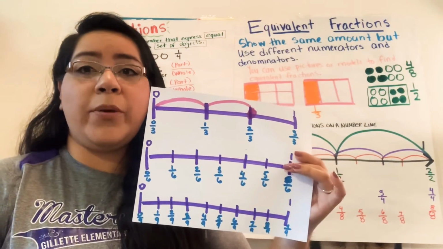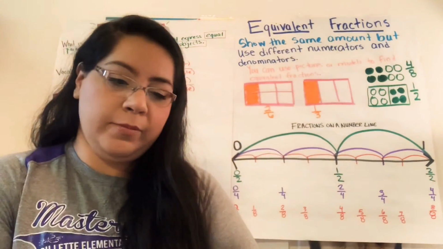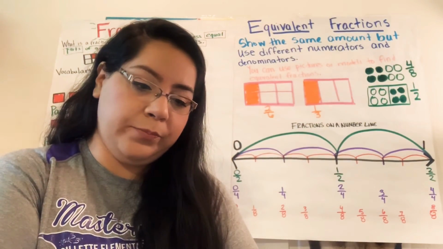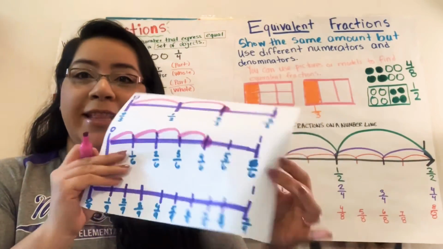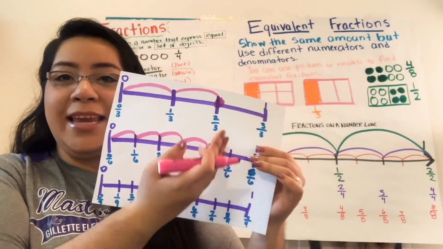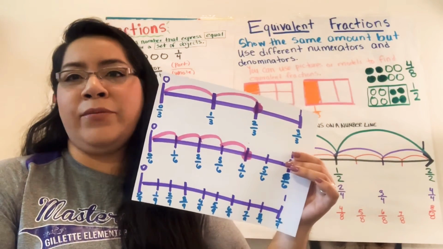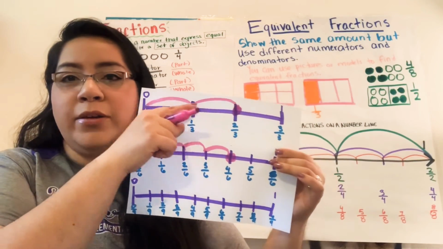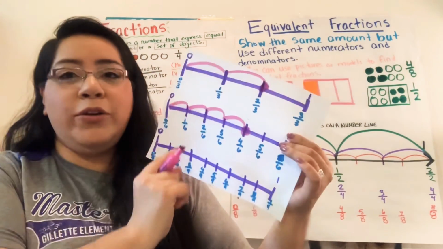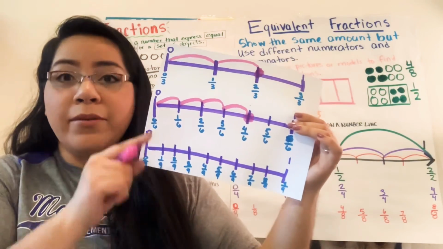Next one is 4/6. So now I'm gonna jump 4 times out of these 6. And just look at that. It is the same distance on that number line. Even if you were driving a little car and someone asks, oh, how far are you? You're gonna say, oh, I'm 2/3 of the way, or I am 4/6 of the way.